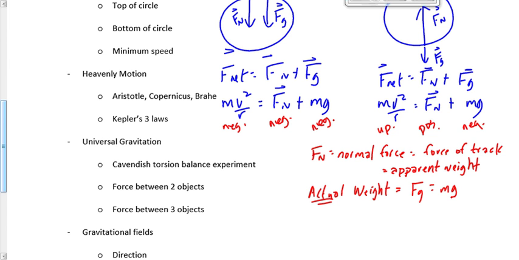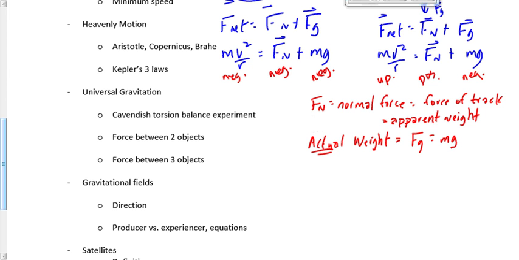What else can I be asked to solve for here? Minimum speed.